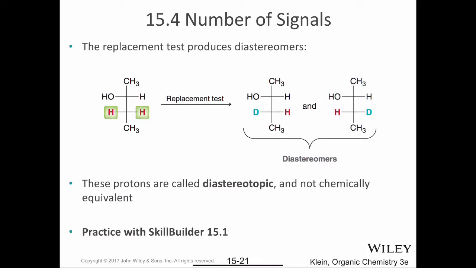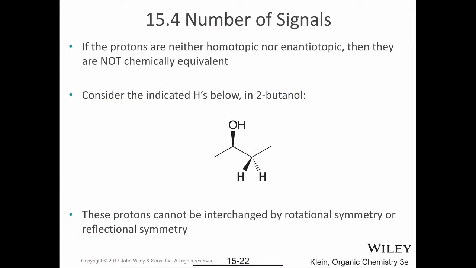If you try the replacement test and you end up with diastereomers, the protons are called diastereotopic, and again, they are not chemically equivalent. If you take a look at this molecule here, and if you do the replacement test to both of the protons highlighted in red, and you end up with a pair of diastereomers, they are diastereotopic. Again, if the protons aren't homotopic nor enantiotopic, then they are not chemically equivalent.